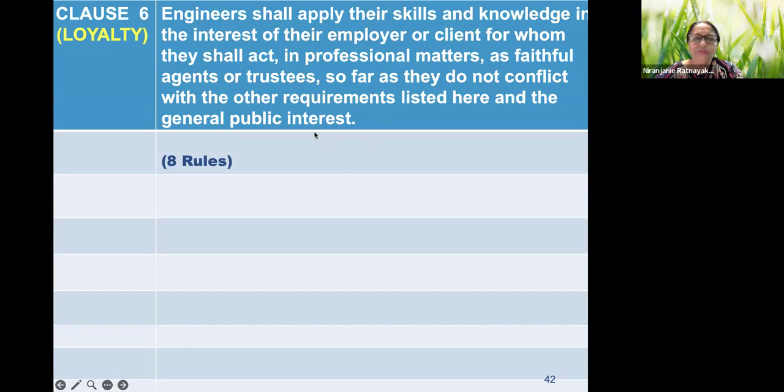But if it is something that is not having an impact on the public, or the health and welfare of the public or the environment, then you will be expected to be loyal to your client or your employer, whoever it is for whom you are actually working.